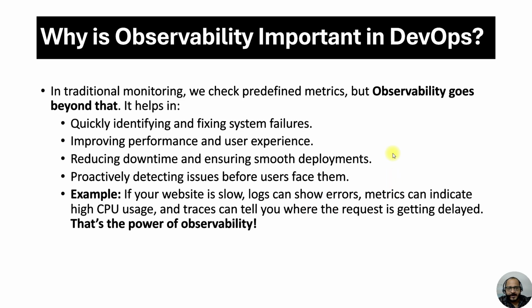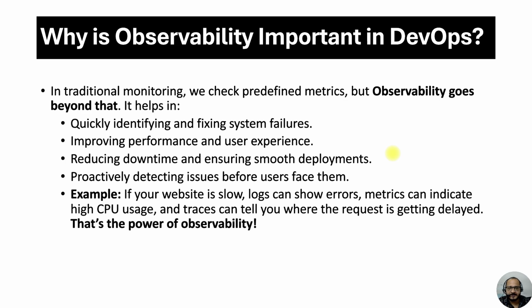Now the point is, why is observability important in DevOps? In traditional monitoring, we basically check predefined rules. If we are using any monitoring tool, then we define certain rules, and based on that we will observe our application.